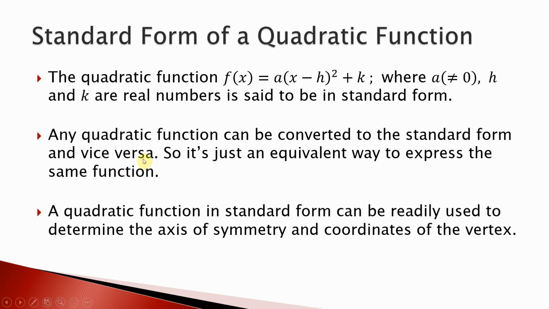Any quadratic function can be converted to the standard form and vice versa. So it's just an equivalent way to express the same function. Standard form of a quadratic function is not a different function. If you convert a quadratic function to standard form, it's the same function expressed in a different way. So they are actually equal.